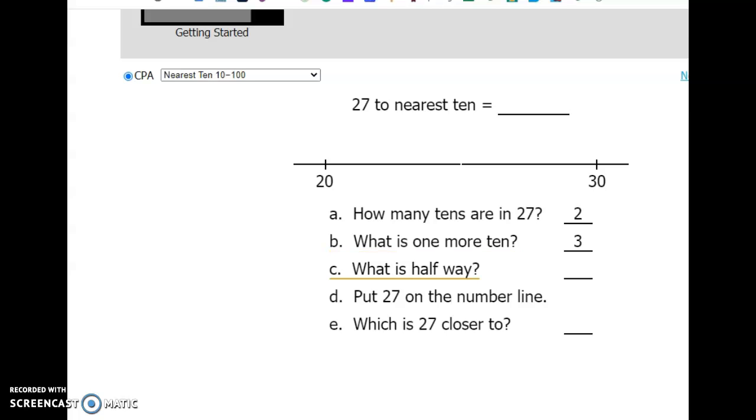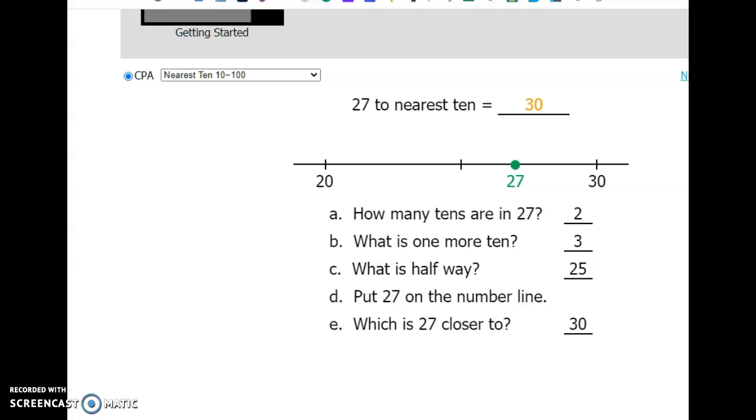So now I want to know what is halfway between 20 and 30. So I know the distance between 20 and 30 is 10. So I know that halfway is 5 on each side. So I know that 5 more than 20, which is halfway, is 25. Now I'm going to put 27 on the number line. Which is 27 closer to? 20 or 30? It is past the halfway mark, so it's closer to 30. So 27 to the nearest 10 is 30.